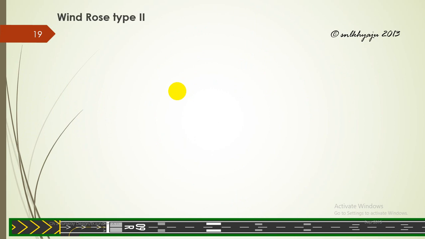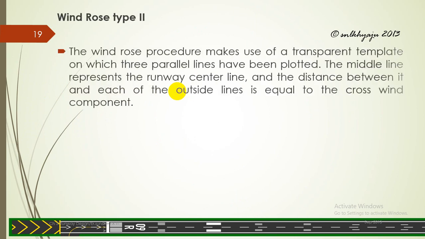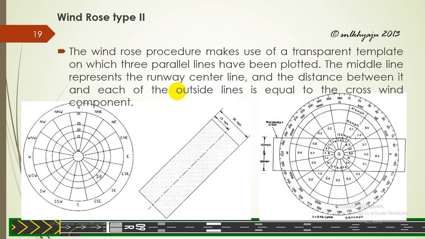Similarly, windrose diagram type 2. The windrose procedure makes use of a transparent template on which three parallel lines have been plotted. The middle line represents the runway center line, and the distance between it and each of the outside lines is equal to the crosswind component. And this is the 16 directions of the wind considered as in the previous one, and this is a transparent template.